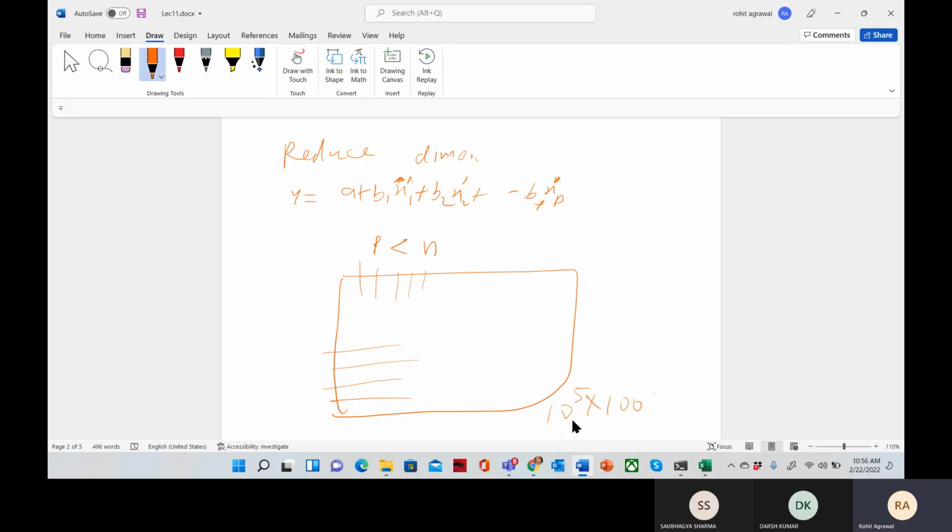Suppose you have images of cancer patients, 10 to the power 5 images. So the data set is very large, and suppose each image has 100 attributes, then it is very computationally expensive. So sometimes we try to reduce the dimension. That means instead of using all the features, we will use some set of those features. That is called dimensional reduction. Is that clear?